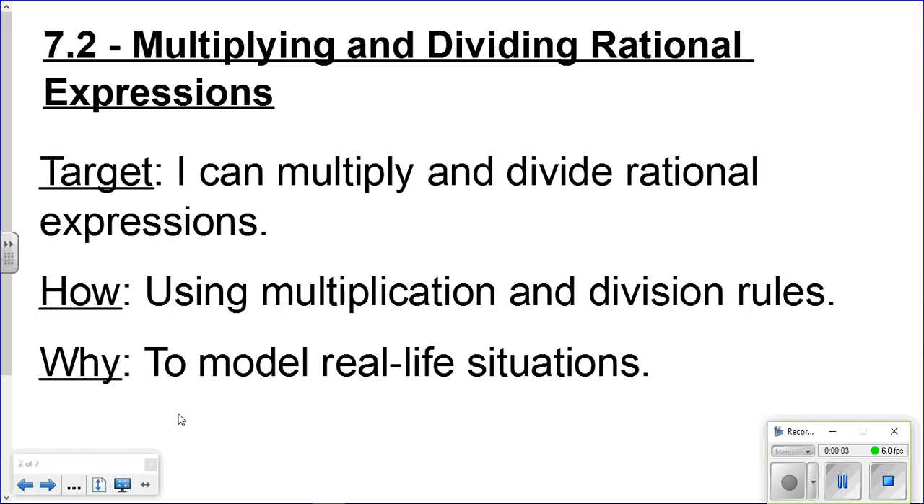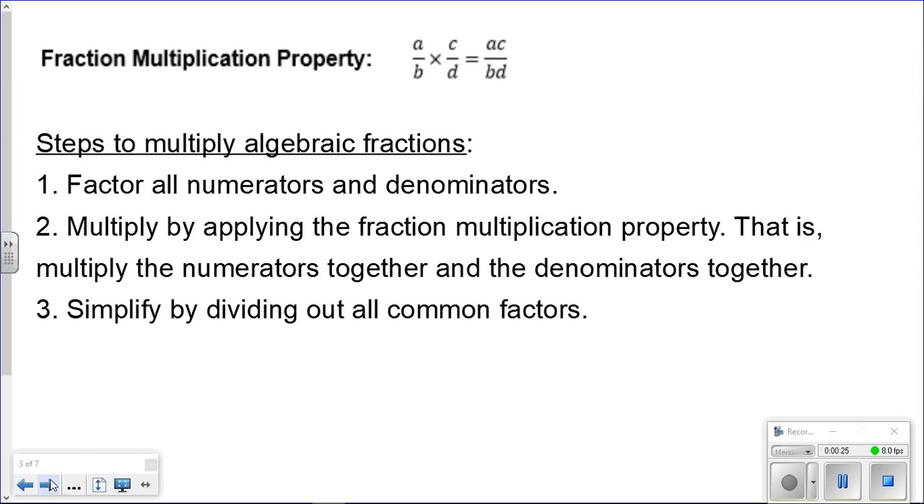What's up, guys? We are going to look at multiplying and dividing rational expressions. So hopefully by the end of the video, you can multiply and divide rational expressions just using some basic multiplication and division rules. A lot of what we're going to look at today, you've actually already done before. We're just going to do it with rational expressions, meaning we have letters and numbers together in a fraction.